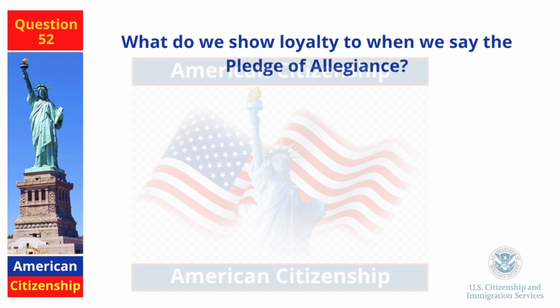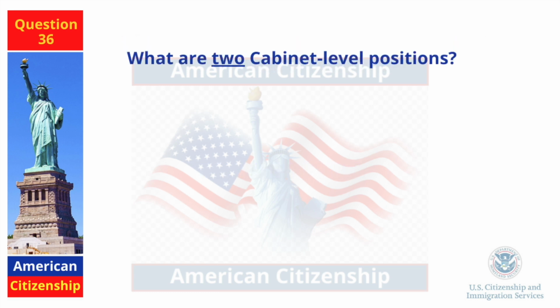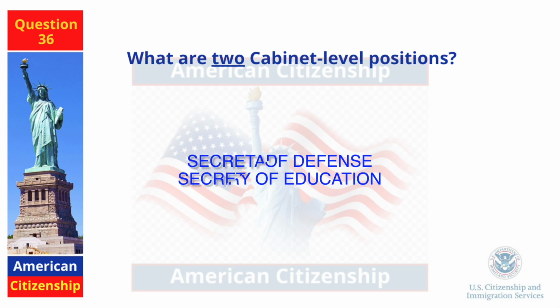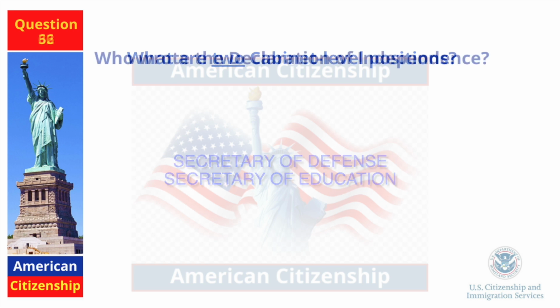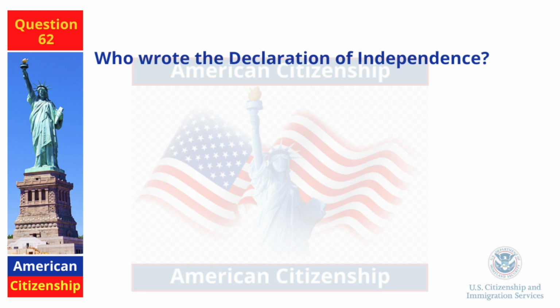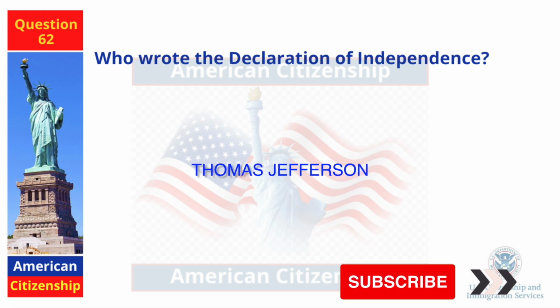What do we show loyalty to when we say the Pledge of Allegiance? The United States. What are two cabinet level positions? Secretary of Defense, Secretary of Education. Who wrote the Declaration of Independence? Thomas Jefferson.